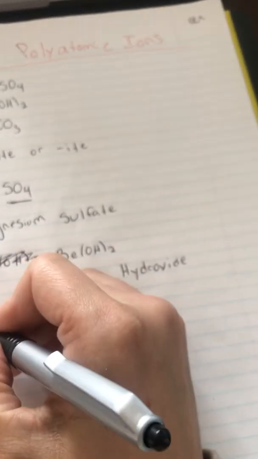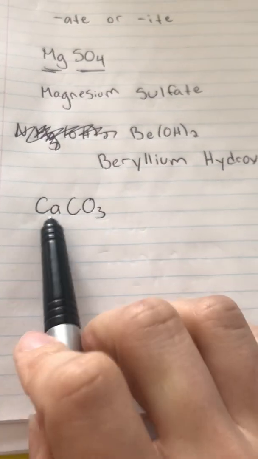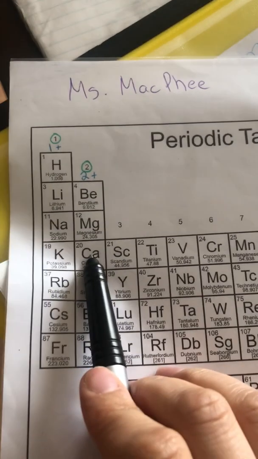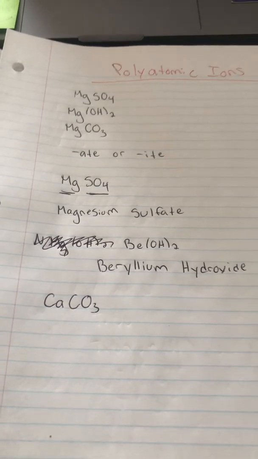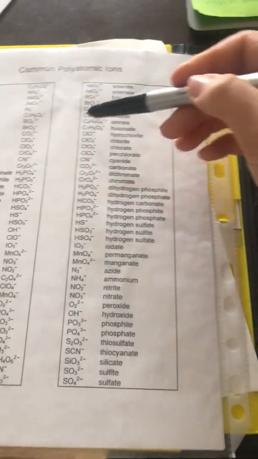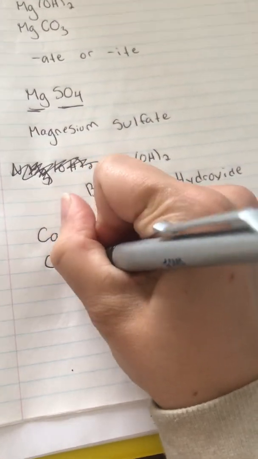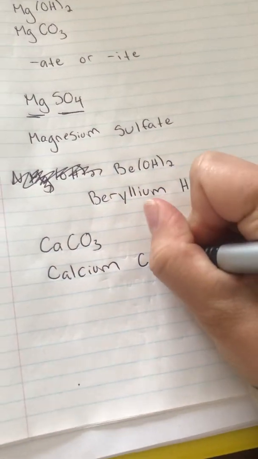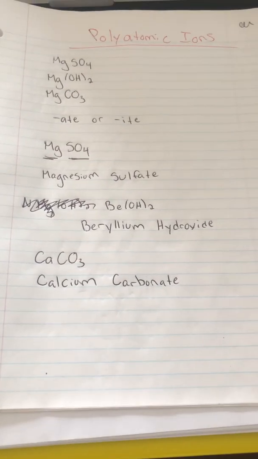Next one we'll do is CaCO3. Ca we know is calcium from the periodic table, right there. The next thing we have is CO3, which again is not on the periodic table. It's going to be on our common polyatomic ions. CO3 is right here, called carbonate. So calcium carbonate, C-A-R-B-O-N-A-T-E, just like that.